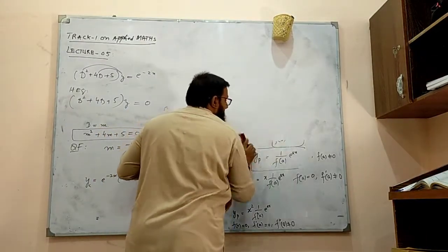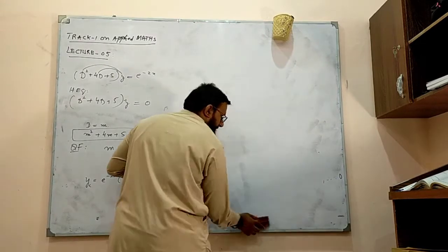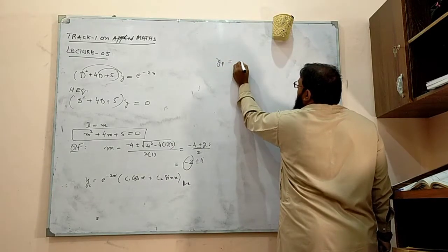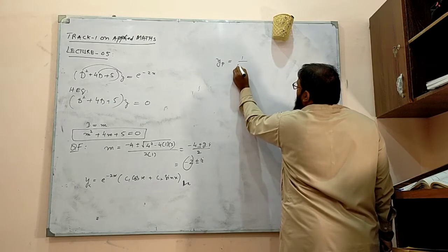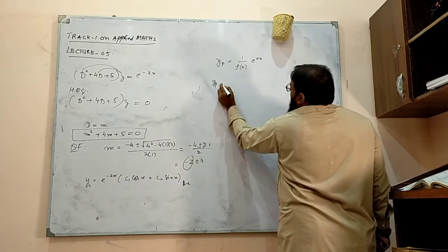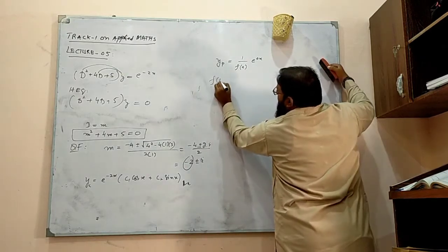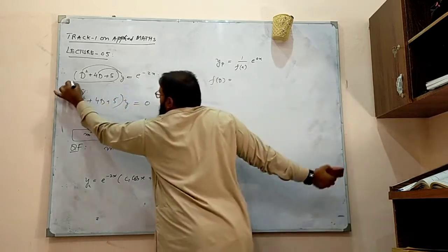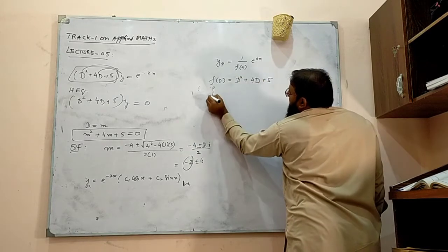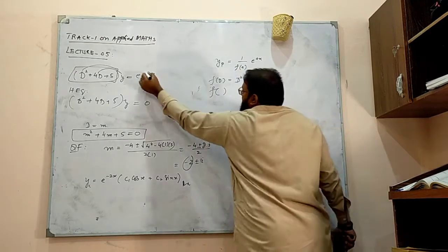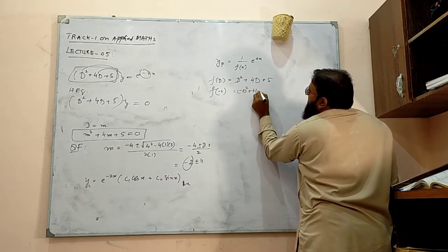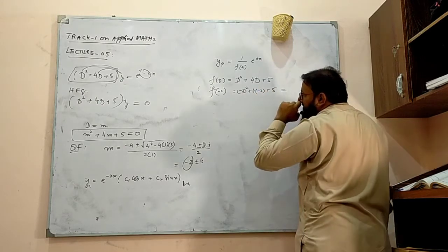So how can we do this? Put yp simply as 1 over f of a, times e raised to minus ax. And let me write what our f of D is: D² + 4D + 5. Just evaluate f of a. But in our case a is minus 2. So (minus 2) squared, plus 4 times minus 2, plus 5. What's going to be the answer?